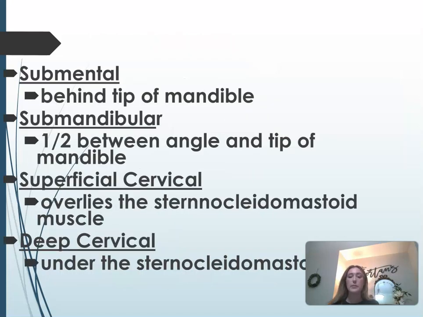Then we have submental, which is under your chin. Submandibular, which is on the sides of your mandible here. And then you have your superficial cervical on your neck. Okay, it overlies the sternocleidomastoid muscle here. Deep cervical is under the sternocleidomastoid muscle. Okay, so you're going to have to palpate a little bit deeper there. So cervical, and cervical is neck.